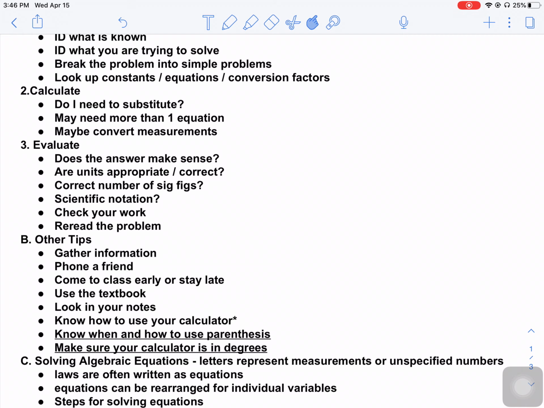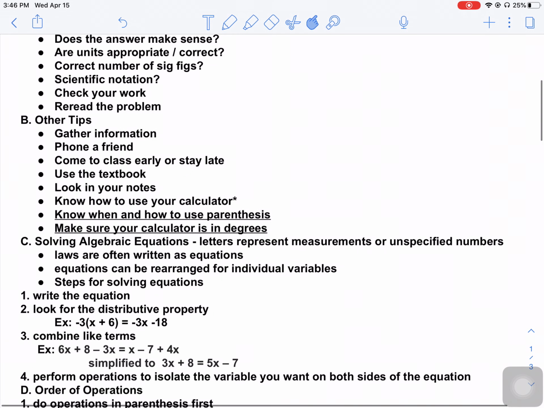All right, these are other tips. These are kind of from me. You might want to phone a friend. You might want to do an internet search. Always look in your textbook. Look in your notes. Know how to use your calculator. Order of operations is clearly important, okay?